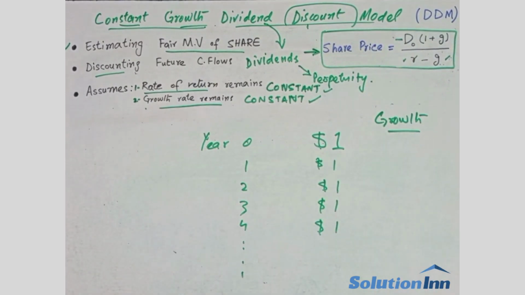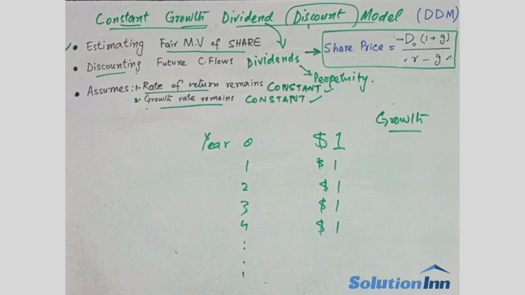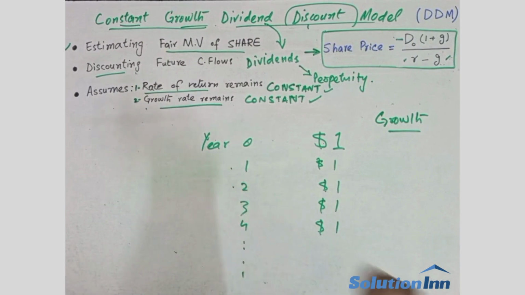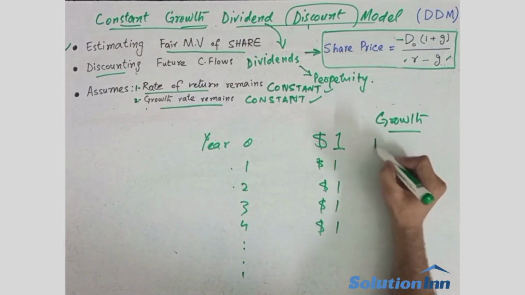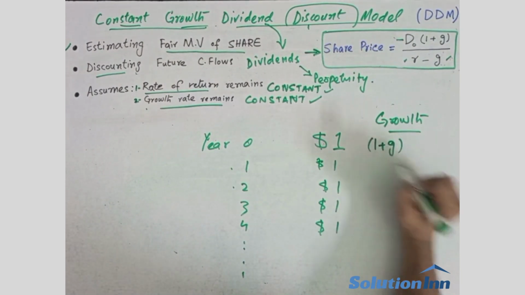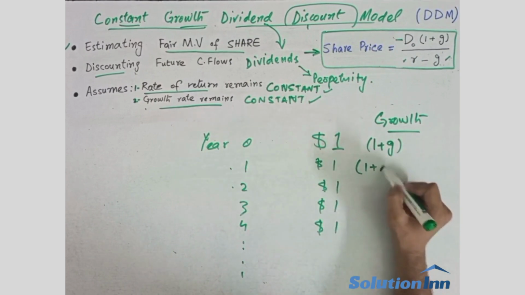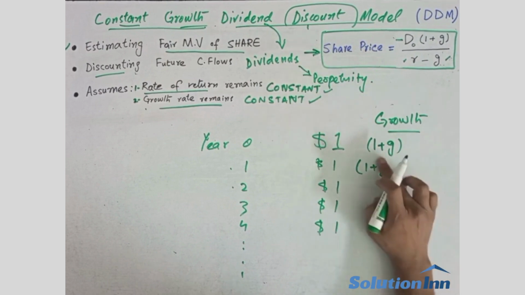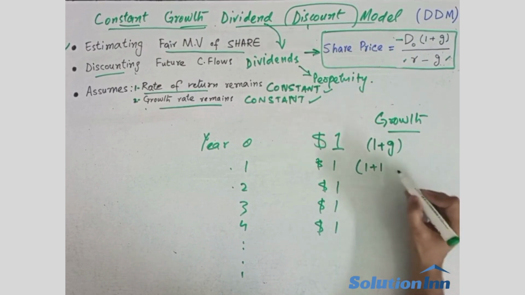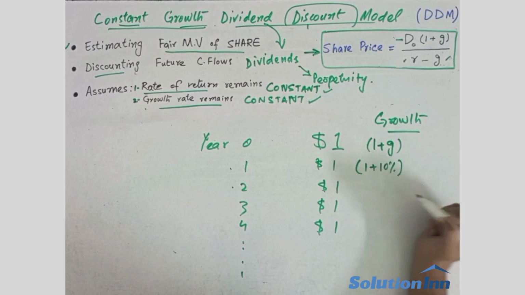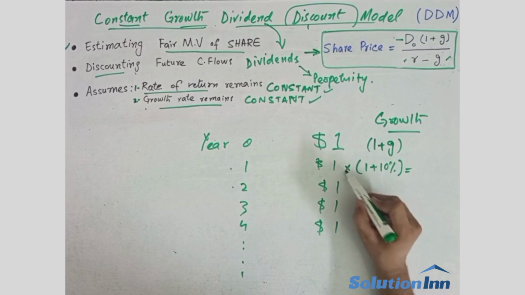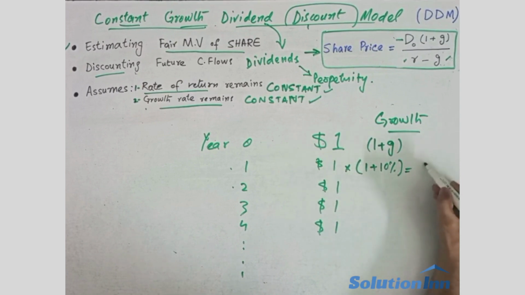Companies can set a rate of growth based on their cash flow projections, and then the cash flows related to each year will grow by the factor of 1 plus growth rate. So for year 1, we will take 1 plus G. Let's say we have a 10% growth rate. We will multiply this $1 by the factor of growth. This will give us $1.1.